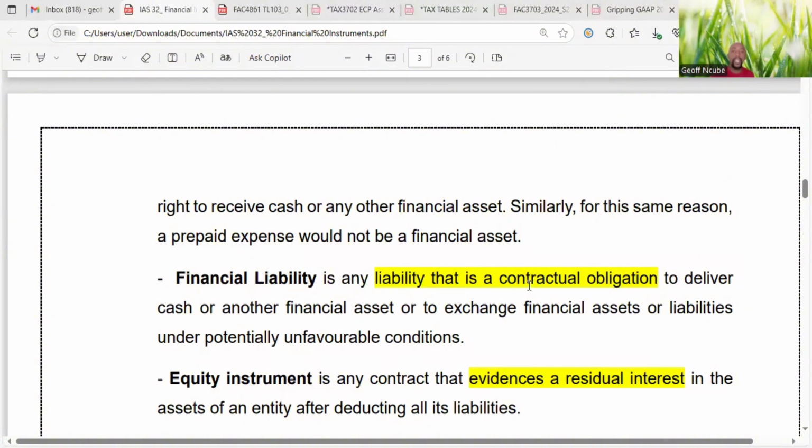So if you remember, we said contractual obligation to deliver cash or another financial asset, okay? Or to exchange financial assets or liabilities under potentially unfavorable conditions. So let's cover the other part of that definition. We've covered the cash.